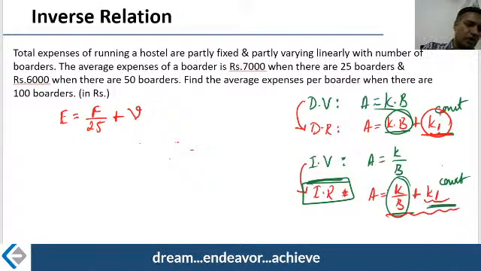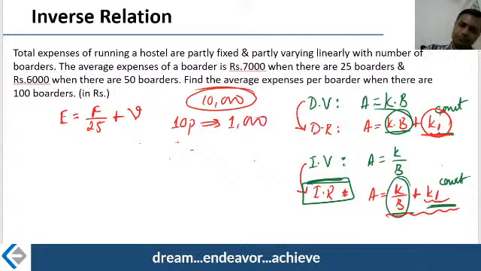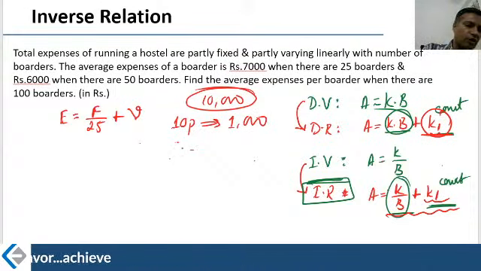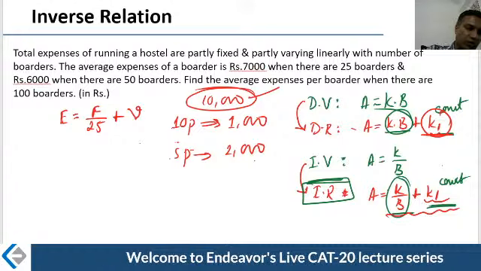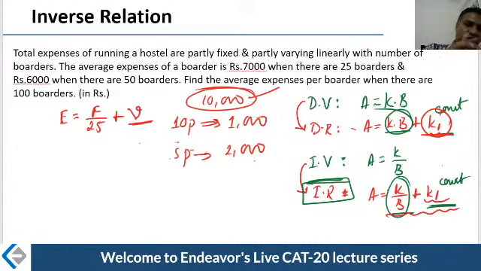Assume that right now he is paying a rent of 10,000. If there are 10 people, 10,000 divided by 10, each one of them ends up paying 1,000. Now assume instead there are only 5 people. This 10,000 you divide by 5, each one of them will end up paying 2,000. What is the variable cost? Because you are living there, your food expenses, etc., you have to take care of. All that will be paid. That is how it is happening.